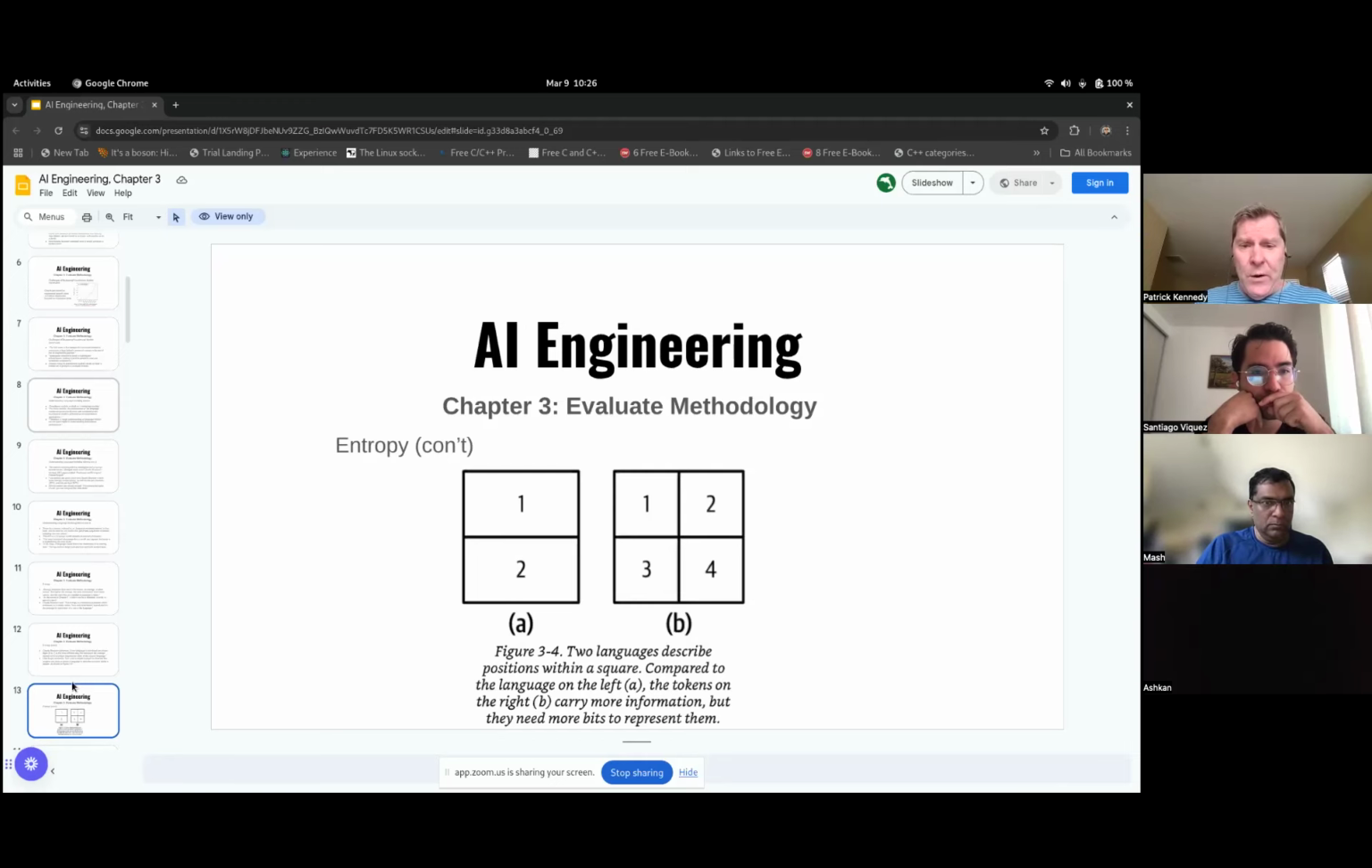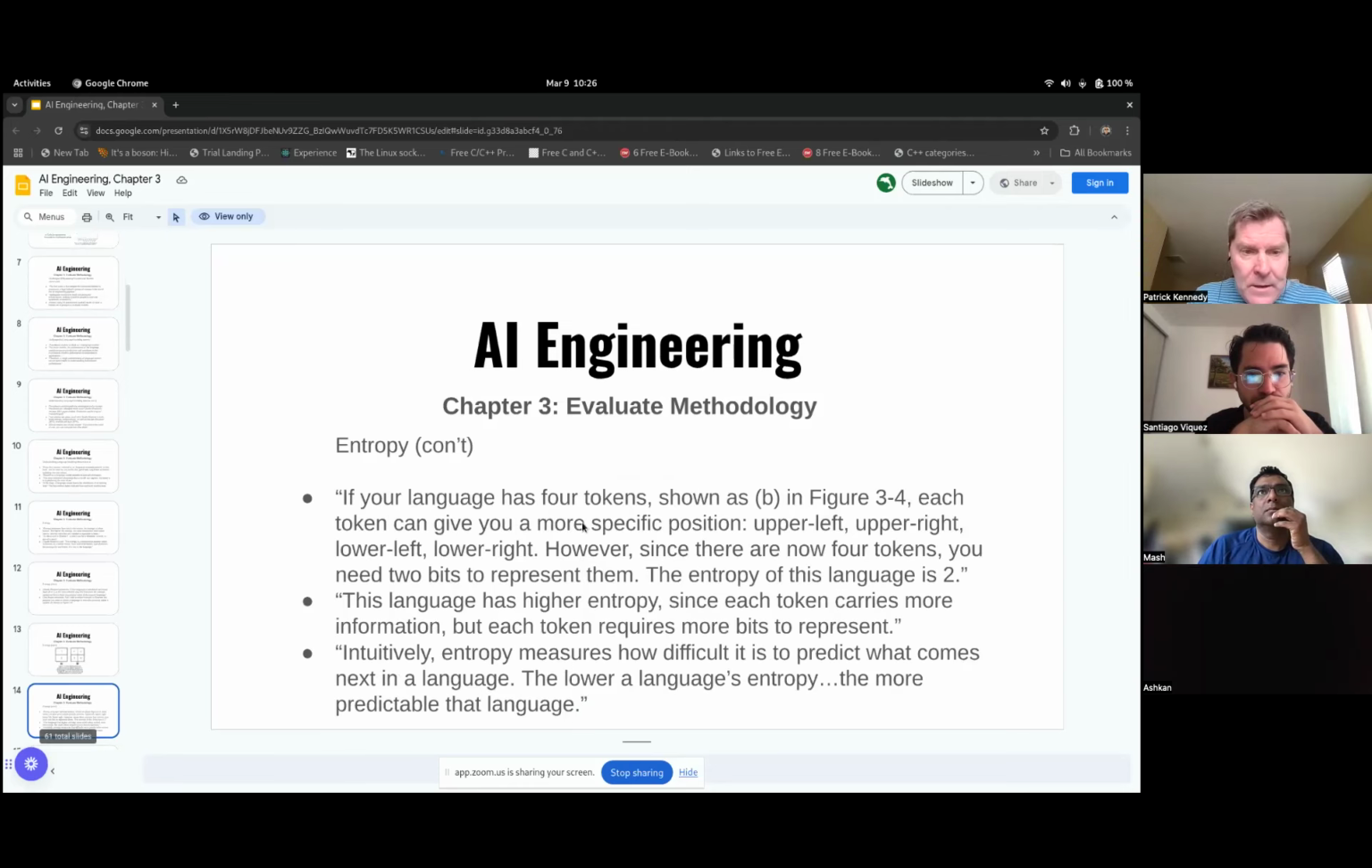And so you could carry 2 bits, or you could have 4 bits. So we have 2 languages that describe positions within a square. Compared to the language on the left, A, the tokens on the right, B, carry more information but need more bits to represent it. And likewise, you can have some entropy that degrades some of it. So here, we're up to slide 14.